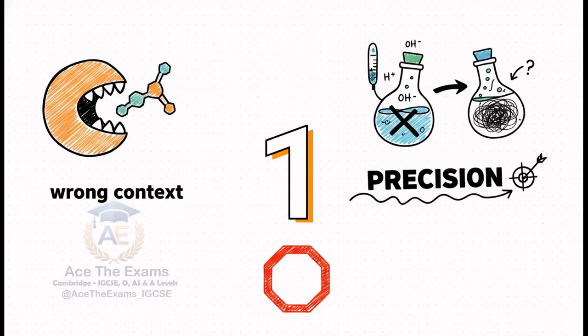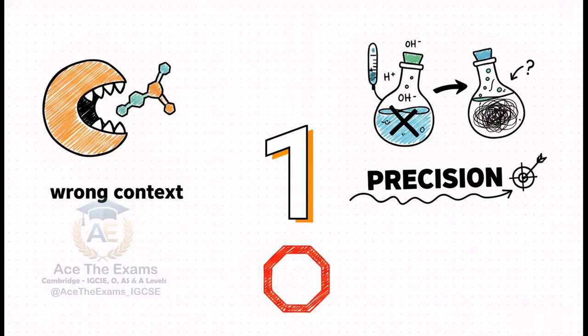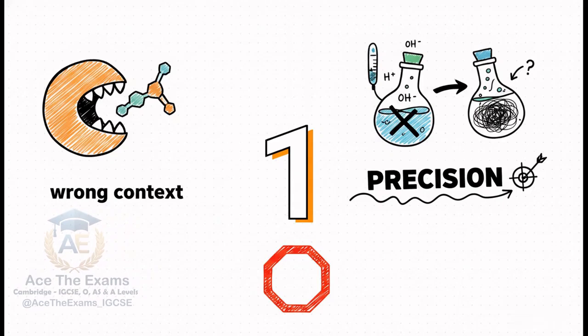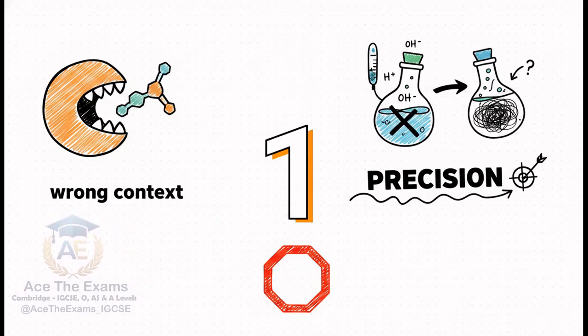You might know what an enzyme's active site is or how a buffer maintains pH, but if you apply that terminology loosely or to the wrong part of the experimental data, the examiner cannot give you the mark. Precision is literally everything here.